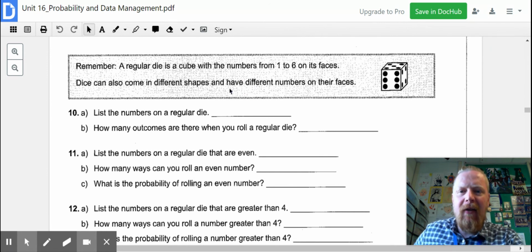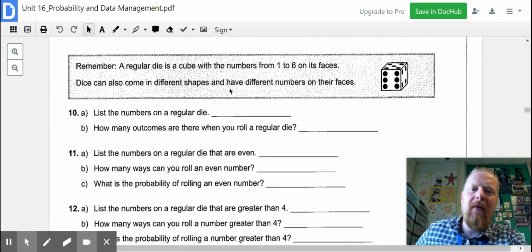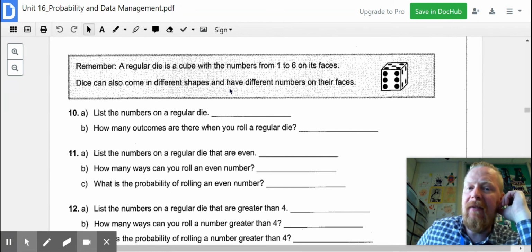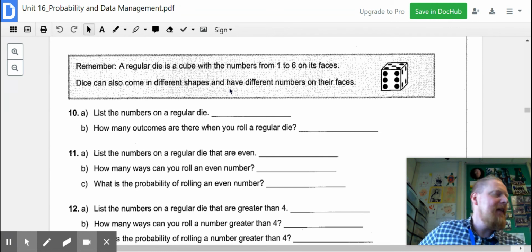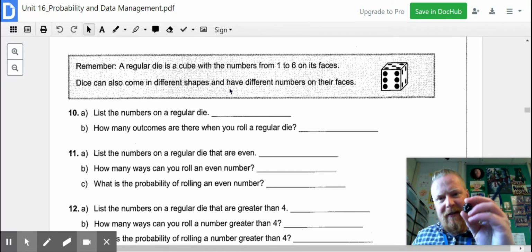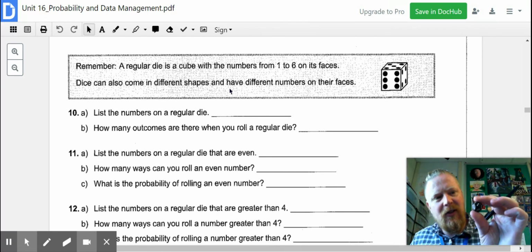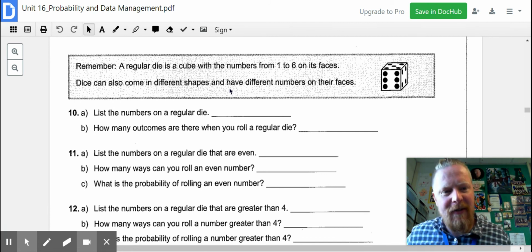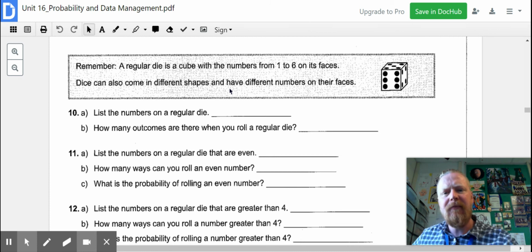Remember, a regular die is a cube with the numbers 1 to 6 on its faces. Dice can also come in different shapes and have different numbers on their faces. An example of that is this one here. This has got 12 faces. There was a really cool game called Globetrotters that had a 12-sided die.